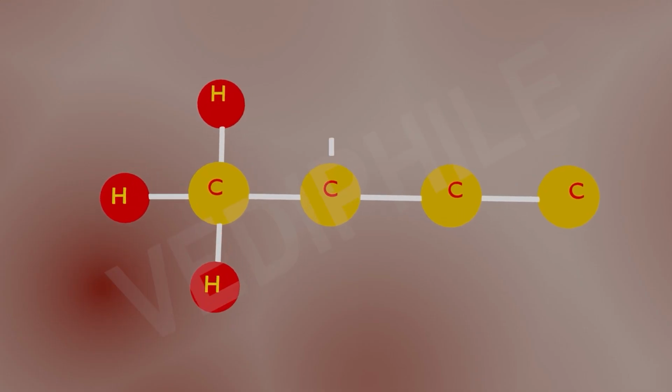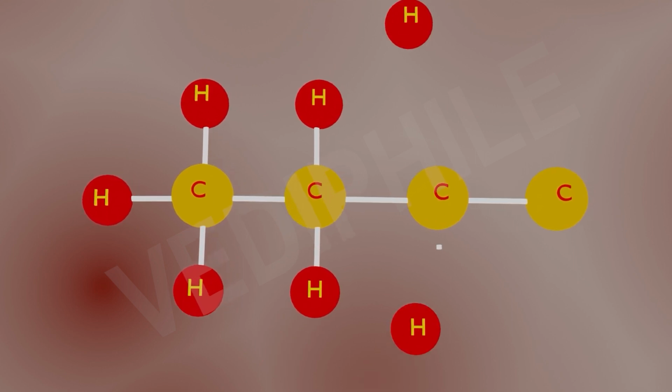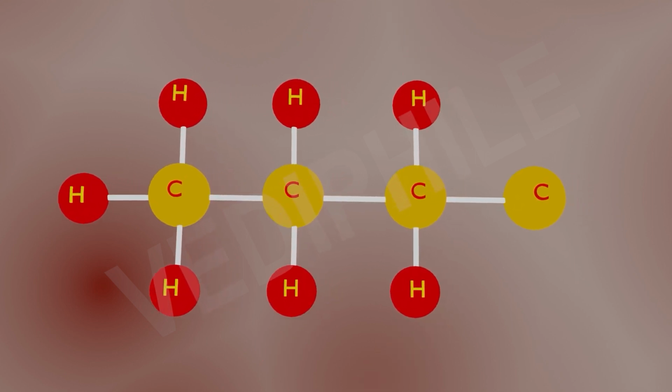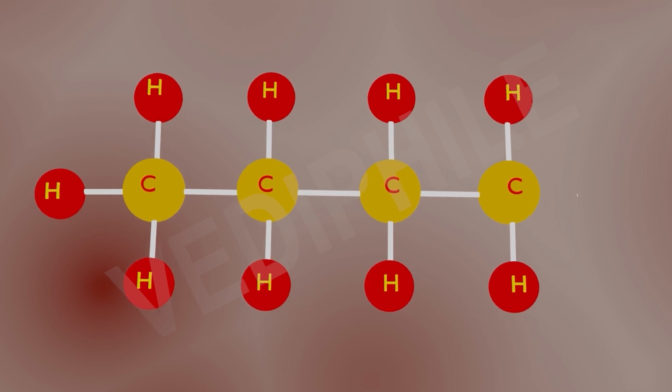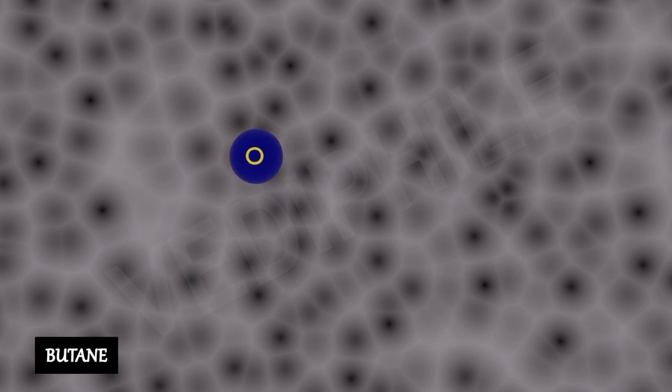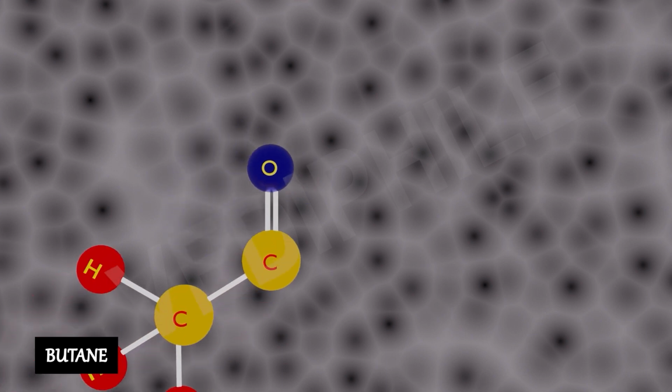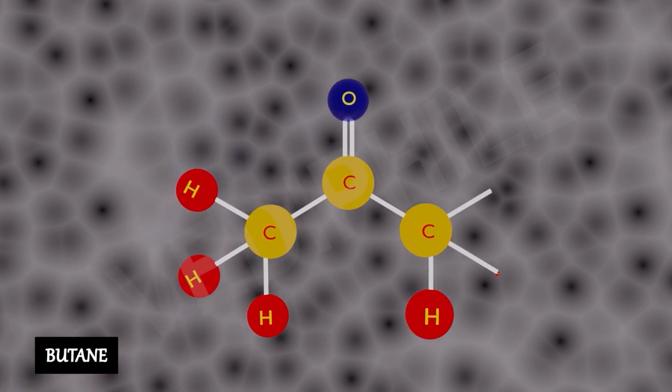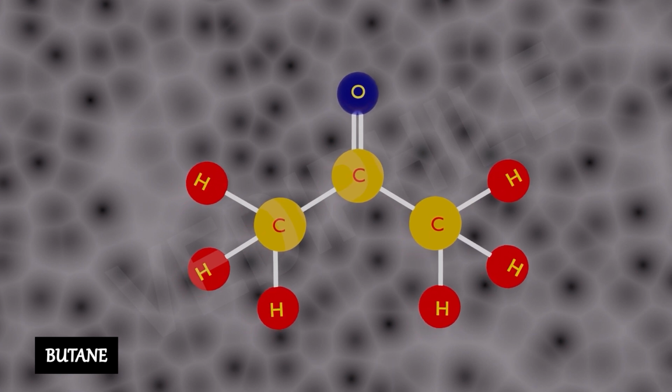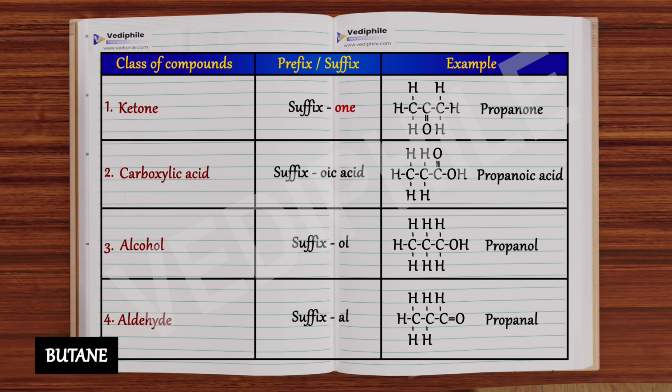If we come to the next compound, how many carbon atoms are here in this compound? Yes, 4. So it is butane. What is the functional group in this compound? Yes, ketone. So for ketone functional group compounds, we use the suffix -one. So butane's E is removed and -one will be added. So it will be butanone.